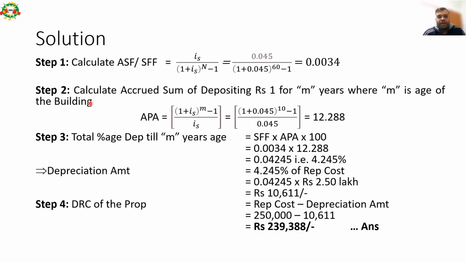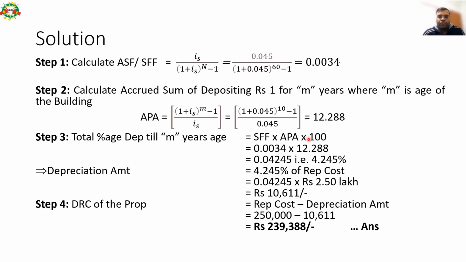Then we have to calculate APA, which is equal to the accrued amount of depositing rupees 1 for M years, where M is the age of the building. So it is equal to (1 plus IS) raised to power M minus 1, divided by IS. The rate of interest is given in the question, then this factor will come equal to 12.288. So percentage depreciation till mth year is equal to SFF into APA into 100 by 100.